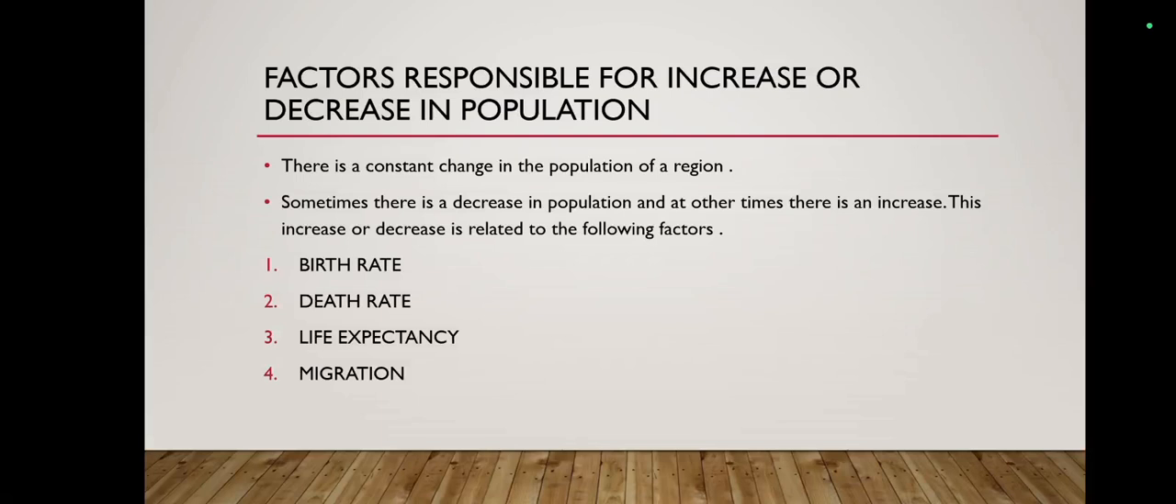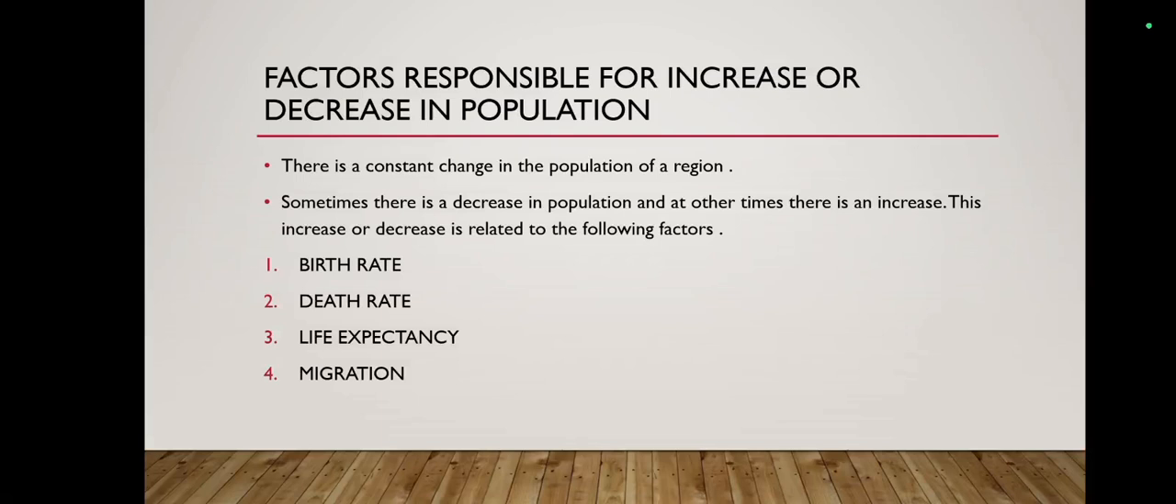Second is death rate. The number of deaths per 1000 people in a year shows the death rate. Now, causes of low death rate. Improvement in medical facilities, decline in maternal mortality rate and infant mortality rate, increase in literacy, disaster management, etc. can be the causes of low death rate in India.